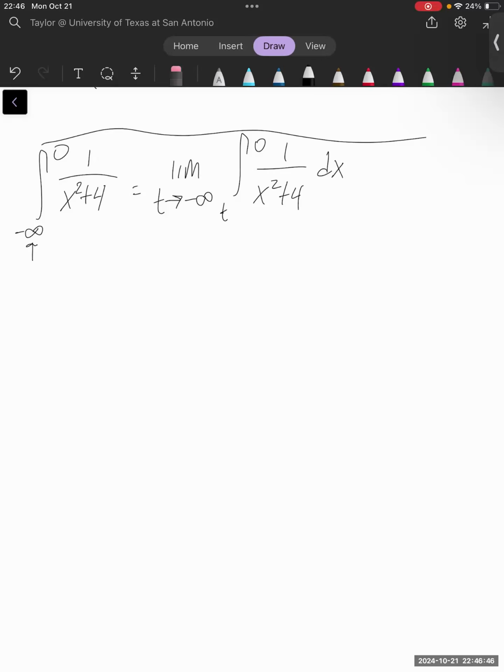And so we should know that this integral gives me tan inverse of x over 2 times 1/2. And again, we're still taking the limit as t approaches negative infinity on the bounds from t to 0.